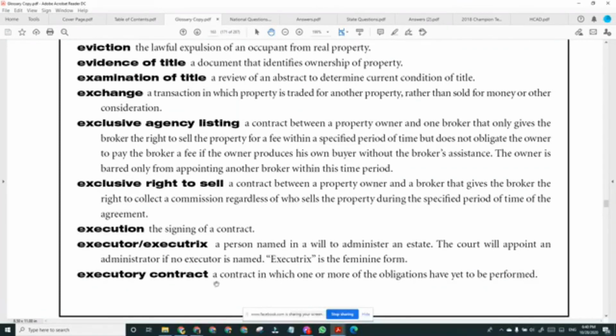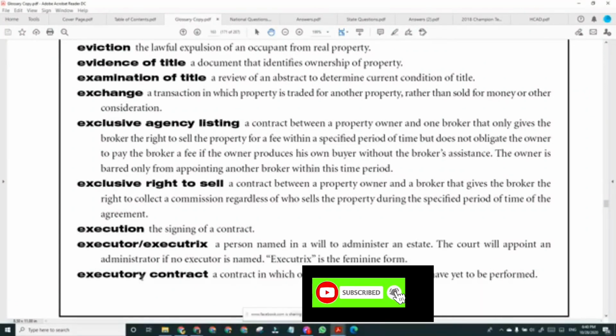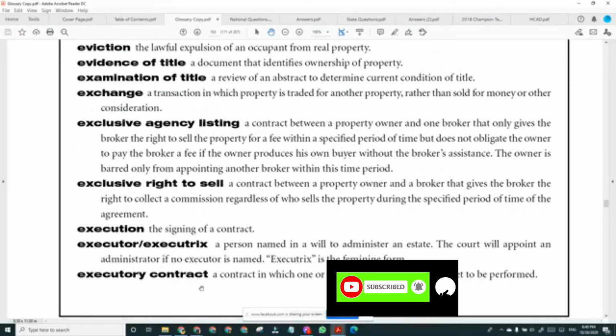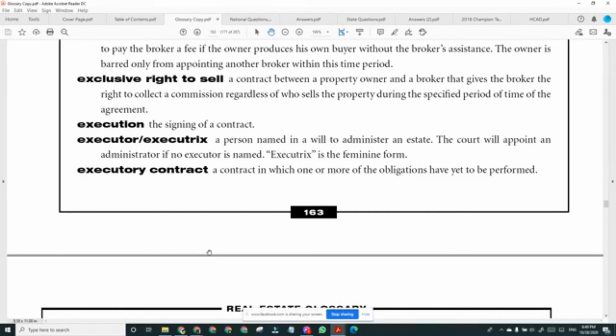Executory contract: a contract in which one or more of the obligations have yet to be performed. So once the contract gets executed, the signing of the contract, it goes to the title company. Once it closes, then it becomes an executed contract. It means everything has been performed. All obligations are done. Hey, that's an awesome top place to stop.